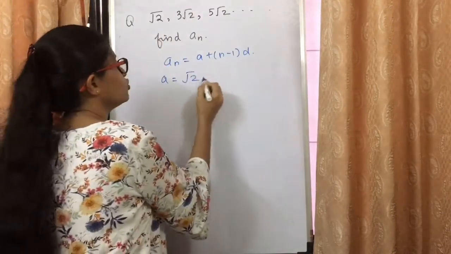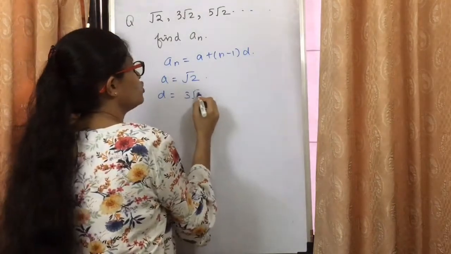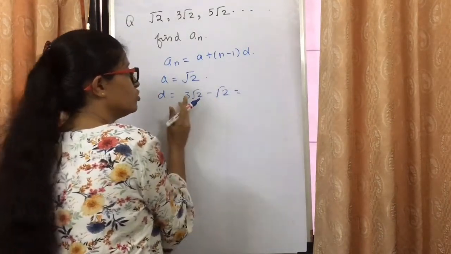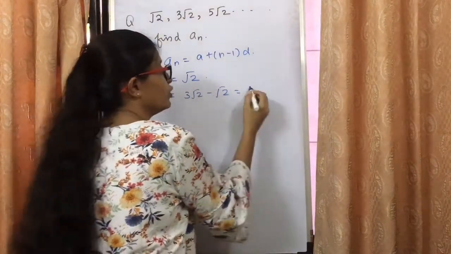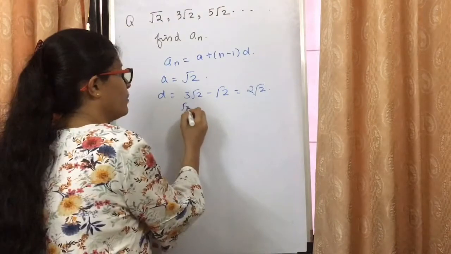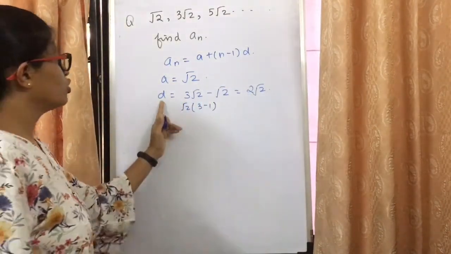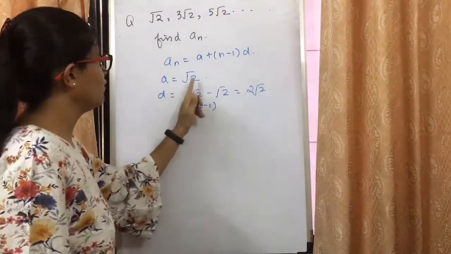So the first term is root 2. What is d? d is a2 minus a1, that is 3 root 2 minus root 2, which will give you 2 root 2. You can take root 2 common and 3 minus 1 gives you 2. That's why it is 2 root 2. So the value of d is 2 root 2, and the value of a is root 2.